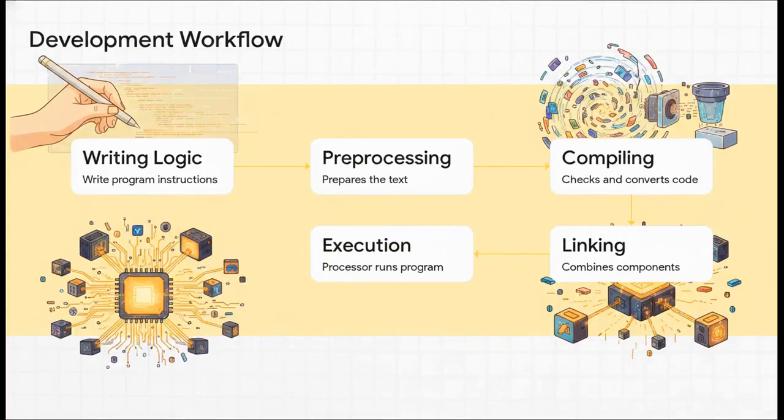This entire workflow brilliantly illustrates the journey from raw text to a running program, which happens in 5 exact stages. First up, you write the logic. Second, pre-processing prepares that text. Third, compiling steps in to check and convert your code into machine language. Fourth, linking snaps all those separate components together. And finally, execution, which is where the processor actually brings it to life. Getting a grip on this backbone is absolutely crucial.